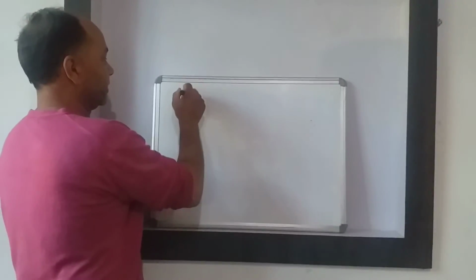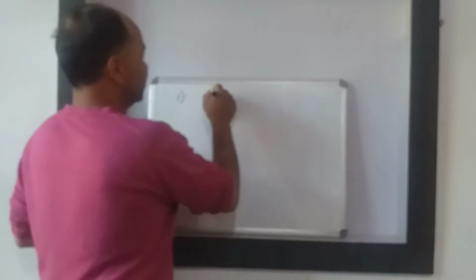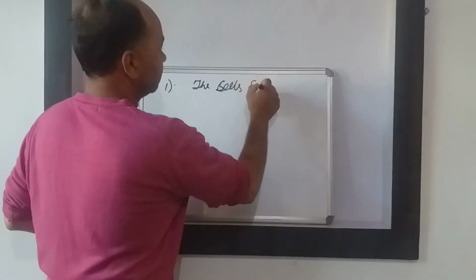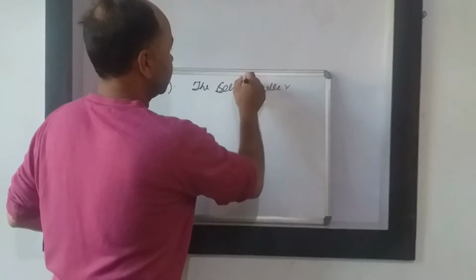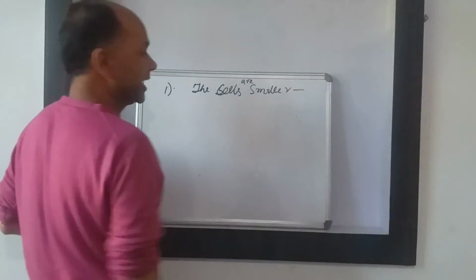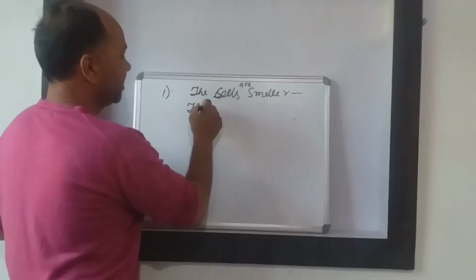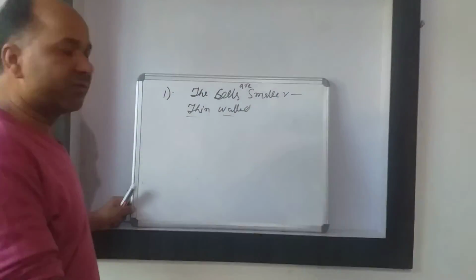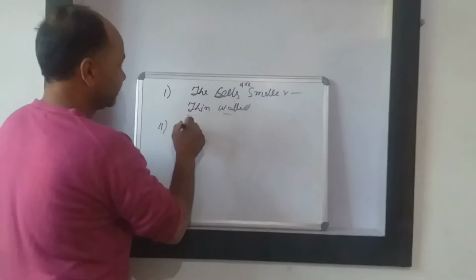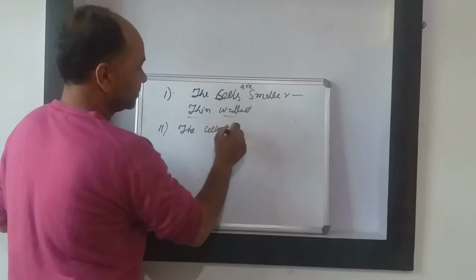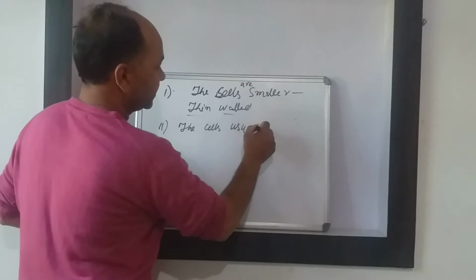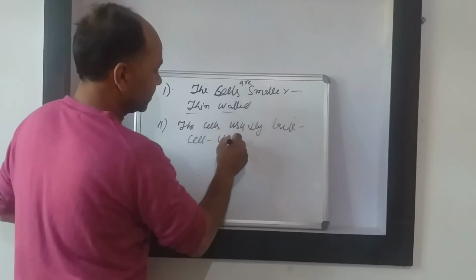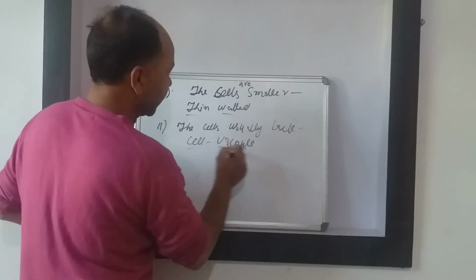Number one, the cells are smaller and thin-walled. The cells usually lack cell vacuoles. The cell vacuole is an important characteristic of plant cells.